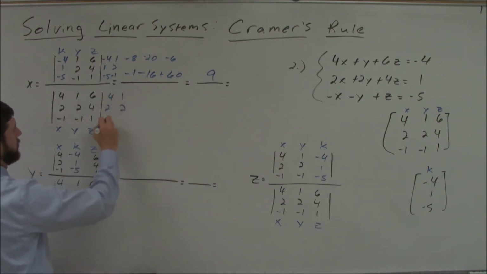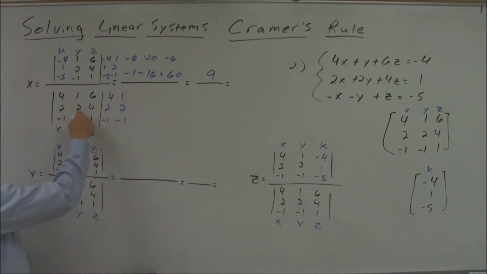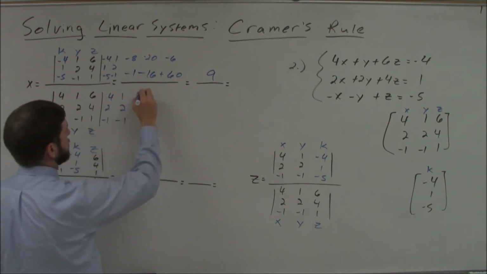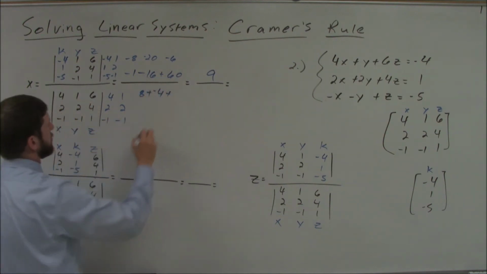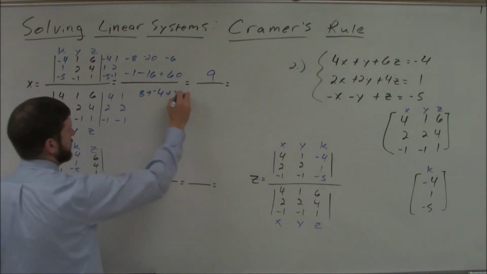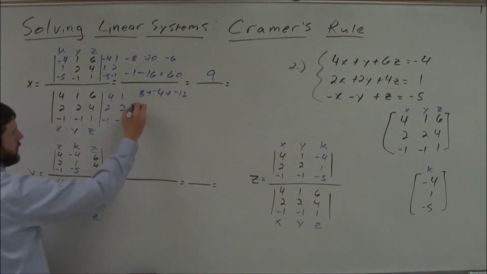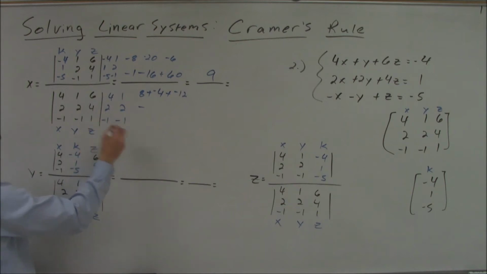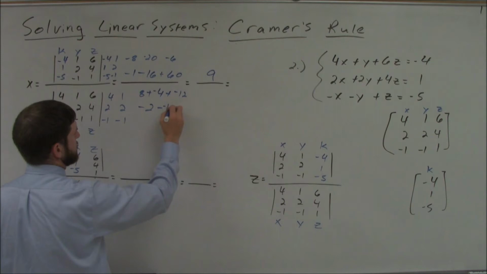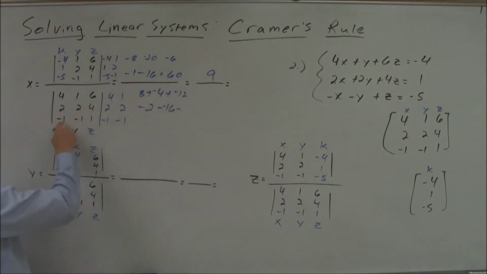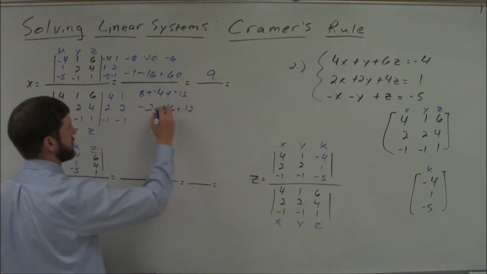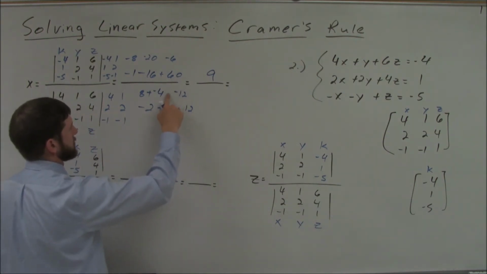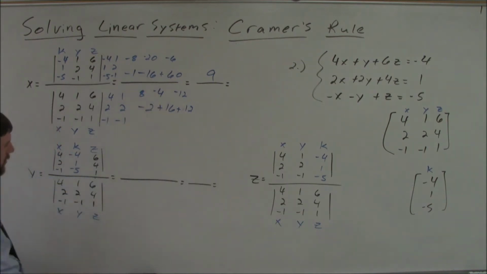4, 1, 2, 2, -1, -1. 4, 2, 1 is 8. Plus 1, 4, -1 is -4. Plus 6, 2, -1 is -12. Now coming back the other way. Minus 1, 2, 1 is 2. Minus 4, 4, negative 1 is negative 16. Minus 6, 2, negative 1 is negative 12. That becomes a plus, becomes a plus, becomes a minus, becomes a minus.